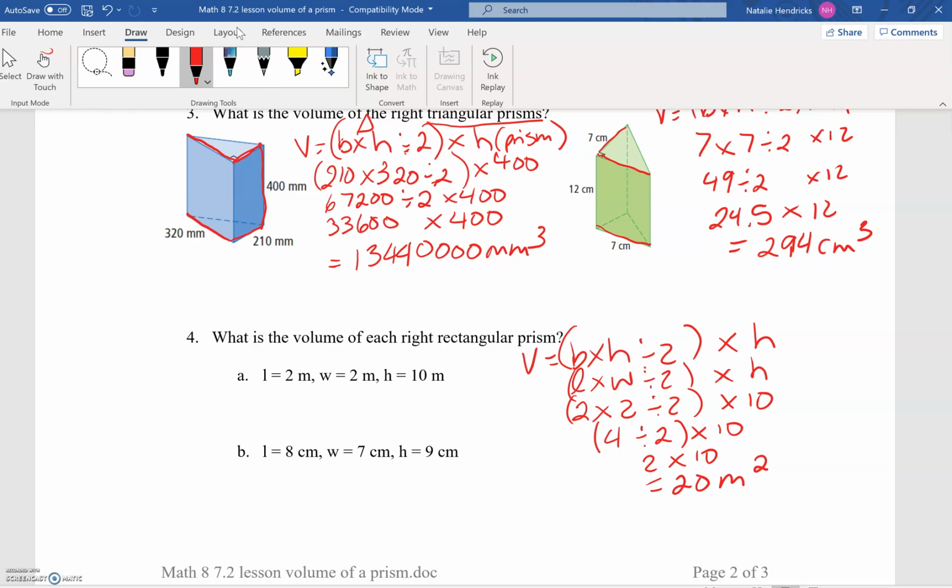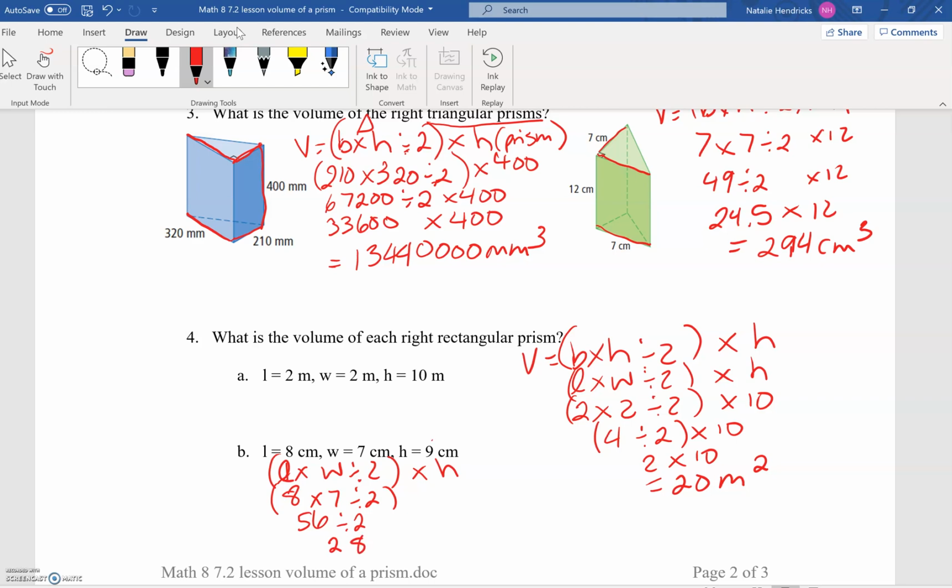Down here, I'm just going to make it a little bit easier. I'm just going to put length times width divided by 2. See, my L's look like 1s if I do that. Times height. So it's going to be 8 times 7 divided by 2. 8 times 7 is 56, divided by 2. And 56 divided by 2 is 28.